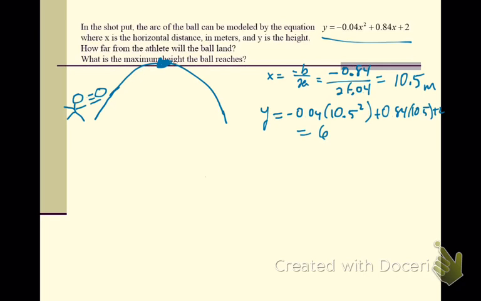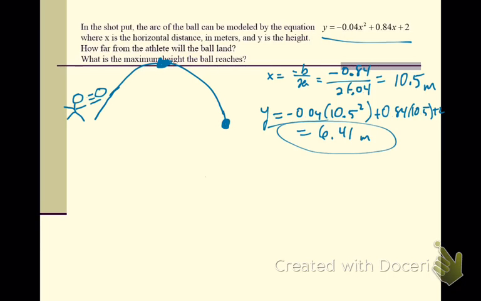And you get 6.41. And we'll call that meters. Okay, so the maximum height is 6.41 meters. Now, how far will the ball land, will the shot put land?